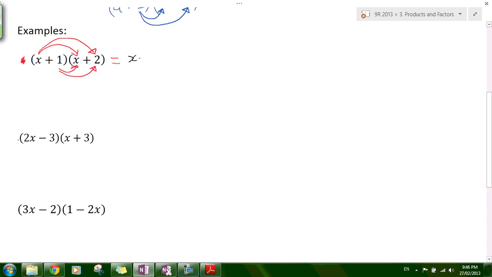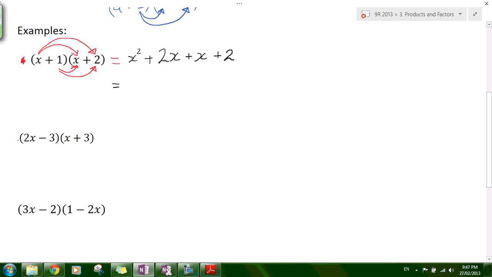So we have x squared. Outside is x times 2, so that's 2x. Inside we have 1 times x, so 1 times x is just x, and last we have 1 and 2. And so that's 1 times 2, which is simply 2.